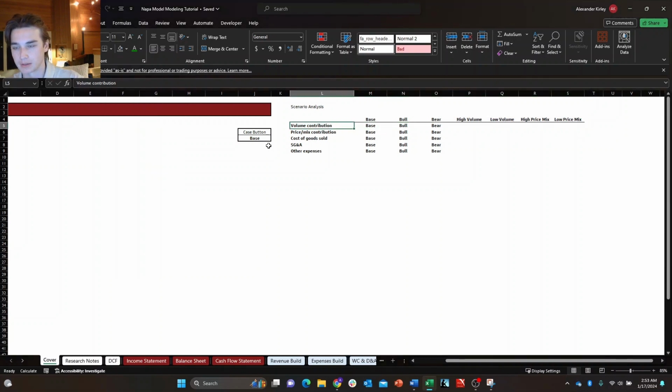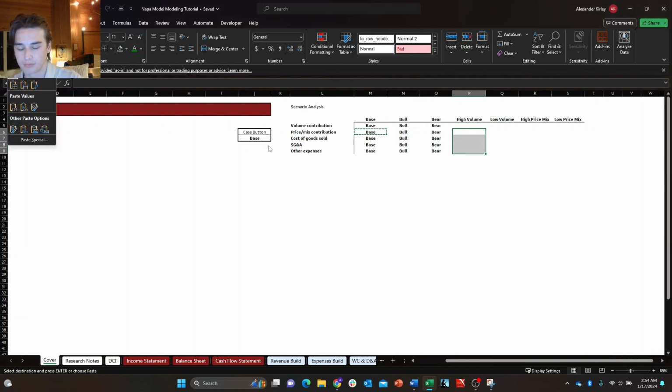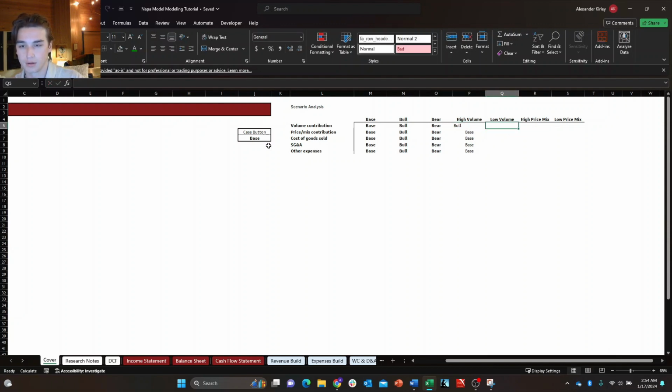Now for high volume, just make it a little bit easier to see here. I want to keep everything base besides the volume itself. So I'll make my volume bull. For low volume, I'll do bear. And these all stay the same.